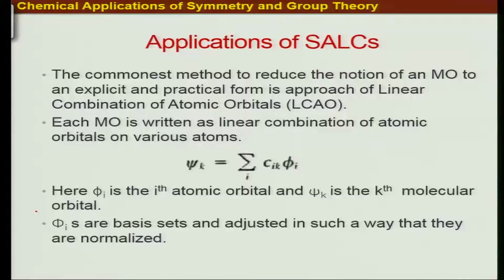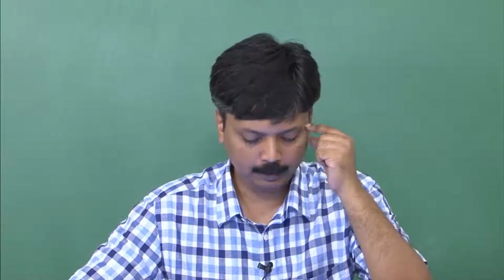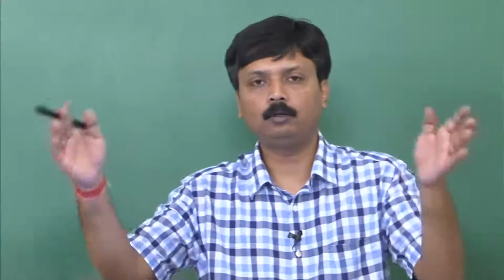If we have the wave function for the ith atomic orbital in a molecule as phi i, and psi k is the kth molecular orbital, then I can express psi k in terms of all the phi i's, with a particular coefficient which is denoted as Cik. So this particular combination is nothing but a linear combination, right? Now these phi i's represent the atomic wave functions or atomic orbitals here. So they act as the basis function. So all the atomic orbitals, that is the complete set of the phi i's, act as the basis set.